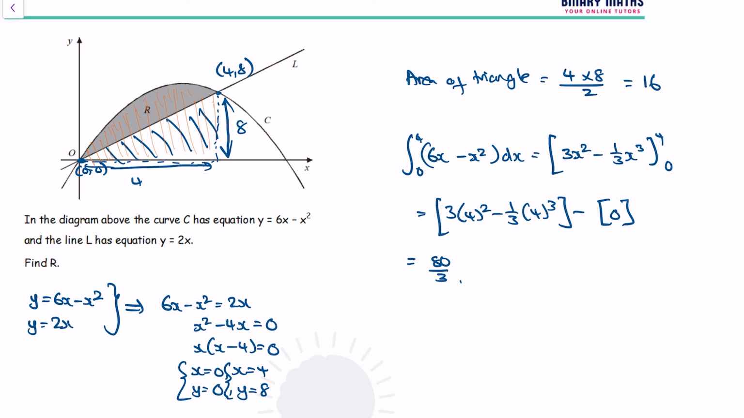Now the area of R is equal to the orange part take away the area of the triangle, which is 80/3 take away 16, which is equal to 32/3.